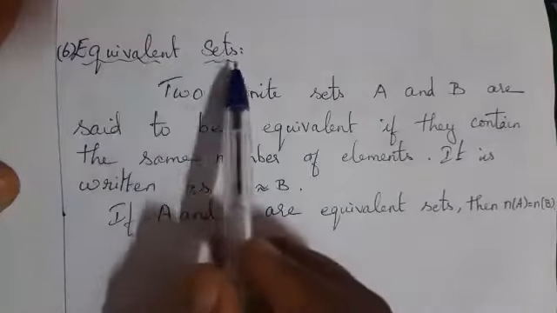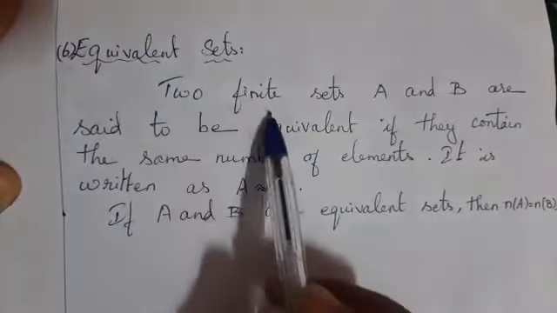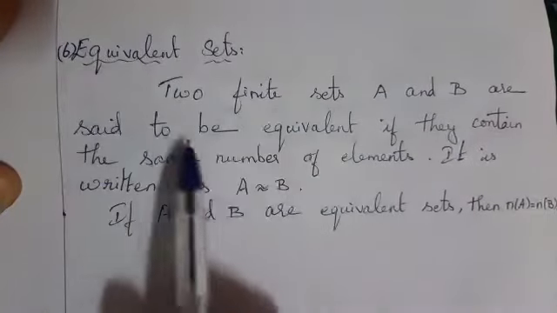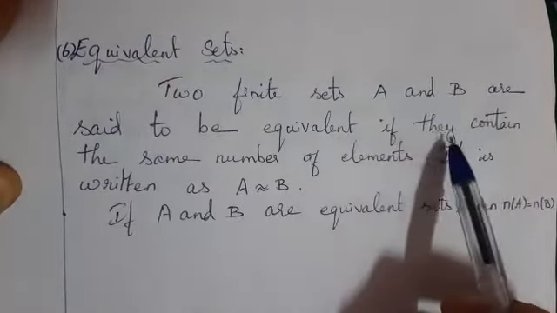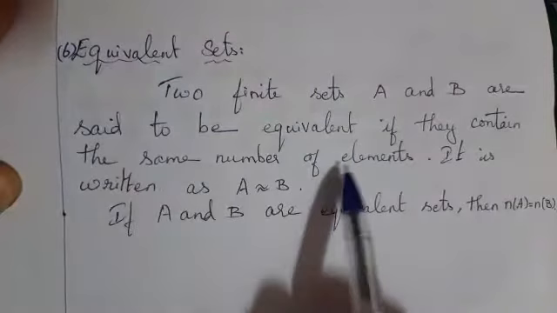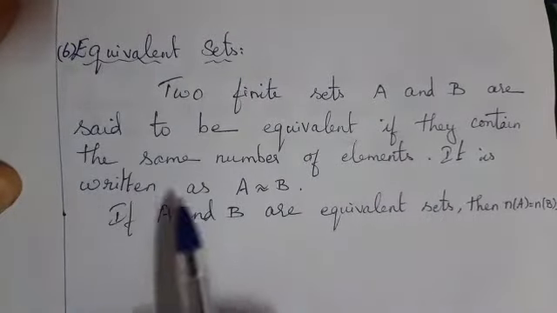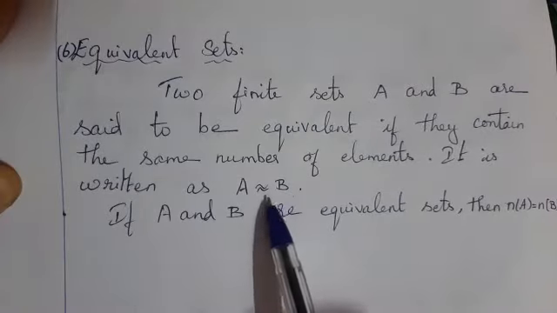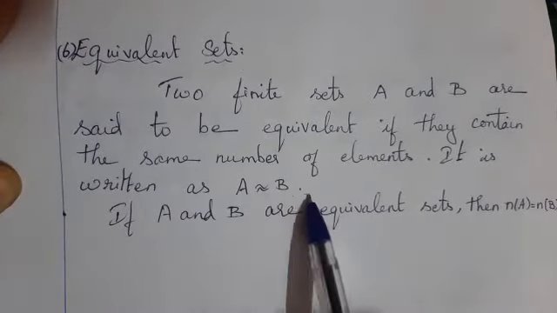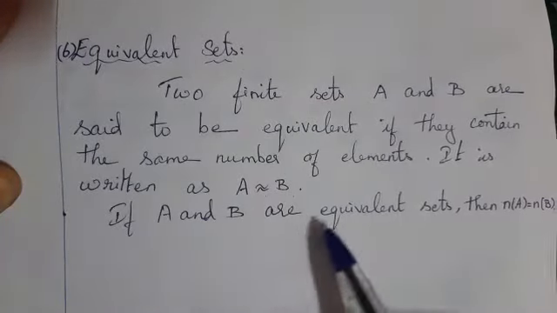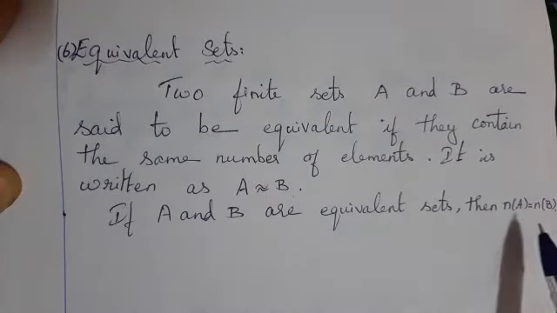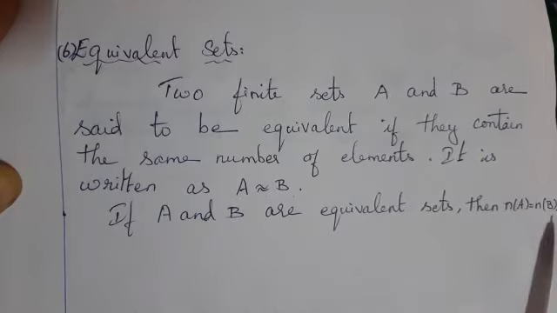Next, equivalent sets. Two finite sets A and B are said to be equivalent if they contain the same number of elements. It is written as A is equivalent to B. If A and B are equivalent sets, then n(A) is equal to n(B).